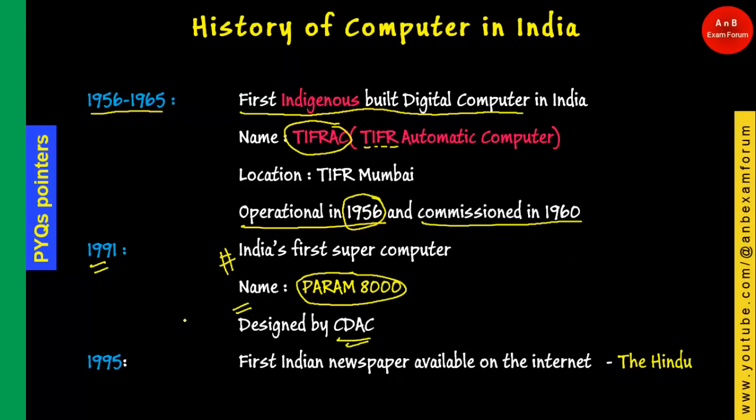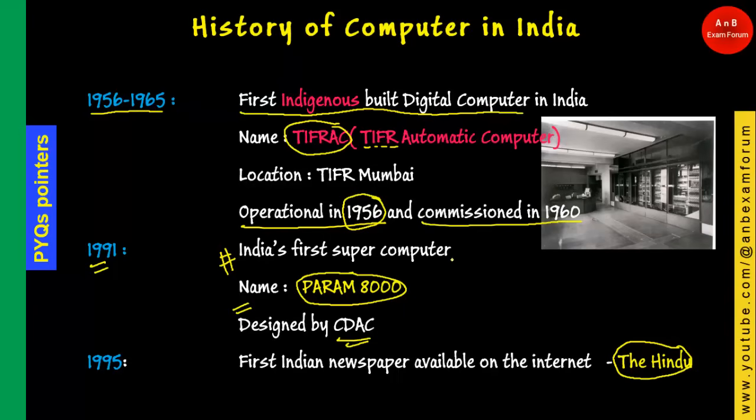And in 1995, the first Indian newspaper became available on the internet, because at that time there was an internet boom, and the first newspaper that came onto the internet was The Hindu. So The Hindu was the first newspaper which was available on the internet, right?